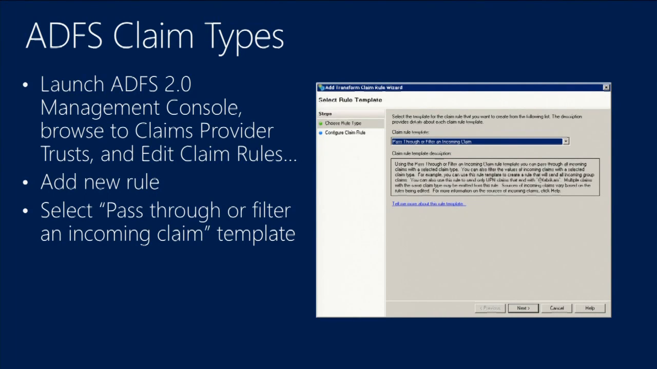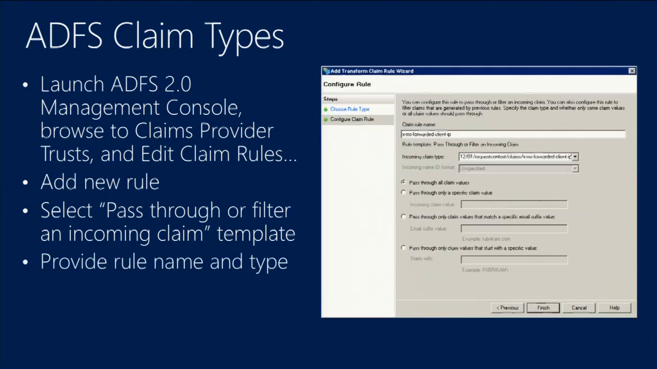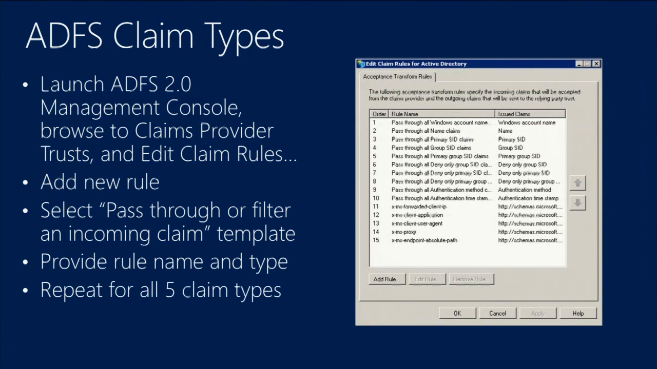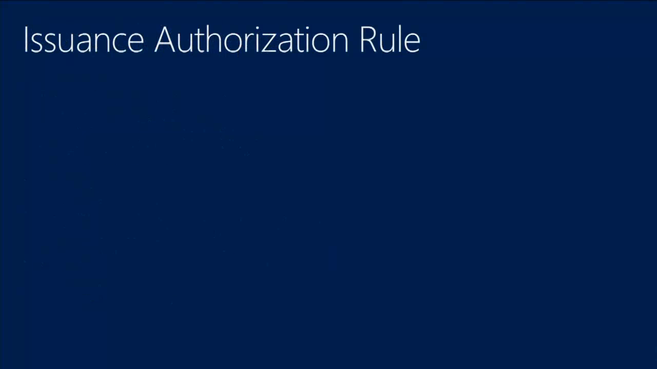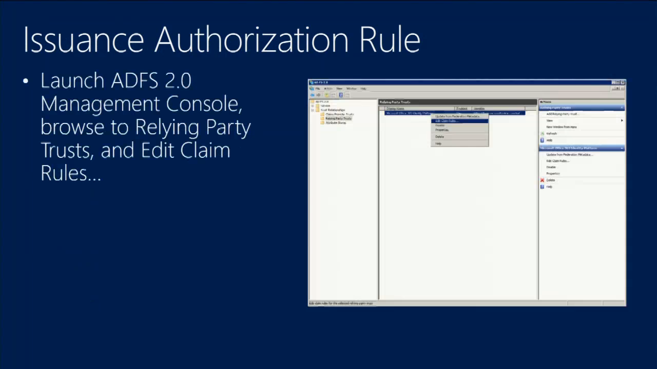So obviously, if you're going out, you would create the outgoing rules. Microsoft create the incoming rules. You provide the name for the rule and what type of rule it's going to be. And essentially, in this example, there are 5 claim types, so users, groups, and so on. So this is the issuance authorization. So these are the rules for issuing an actual token.